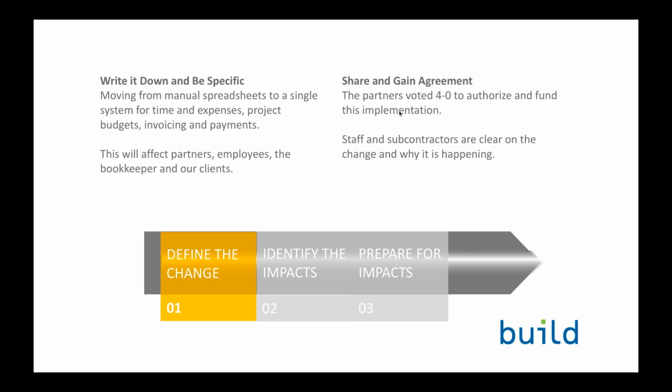To gain agreement, what we would do internally is discuss it among the partners and maybe some of the employees, vote on that change, and also consult with our staff, our subcontractors, our bookkeepers, et cetera, so they're clear on what's happening and when and what will be expected of them. For every change that you might think about implementing, this sharing and gaining agreement could look a little bit different, but that's the basics of it.